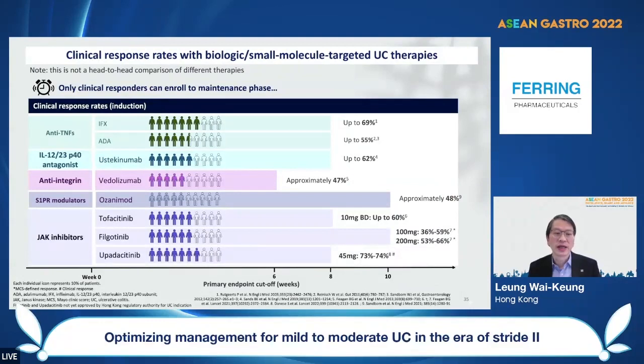This is again an oversimplified table or figure trying to show you the efficacies of different medications in inducing remission in patients with UC. You can see that infliximab is usually slightly better than adalimumab. Whether it's better than ustekinumab, I think we need head-to-head comparison. Vedolizumab seems to be not very effective, particularly in acute severe colitis, but they're very safe. They have been proven to be useful in UC.